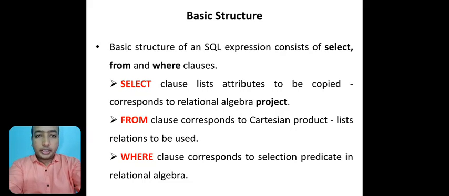Second, the from clause corresponds to the Cartesian product. That is, it lists the relations to be used. Very simple, very important. If you want to select any attributes, you need to know from which relations you need to select them. For that listing of relations, we use the from clause. And the where clause corresponds to the selection predicate in relational algebra. You now know which attributes to select and which relations are participating. Now you need a selection predicate criterion, on the satisfaction of which you will get your output. I think you have understood this.